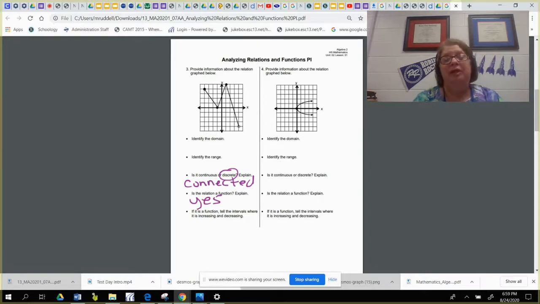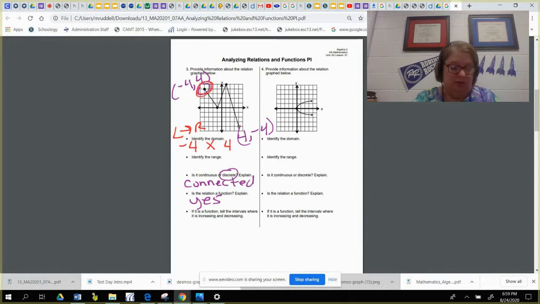Identify the domain. Remember in the practice one, we labeled the points. We need this point that's furthest to the left, which is negative 1, 2, 3, 4. It's negative 4, 4. This one furthest to the right is 1, 2, 3, 4, 1, 2, 3, 4. So 4, negative 4. So the domain, go from left to right, goes from negative 4 to positive 4. All the x's are between.